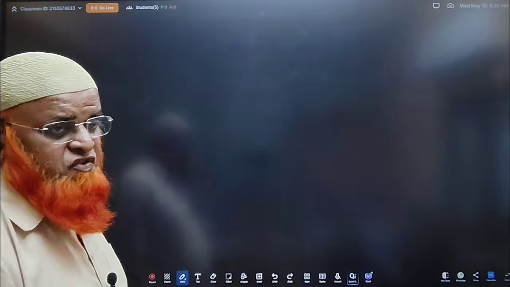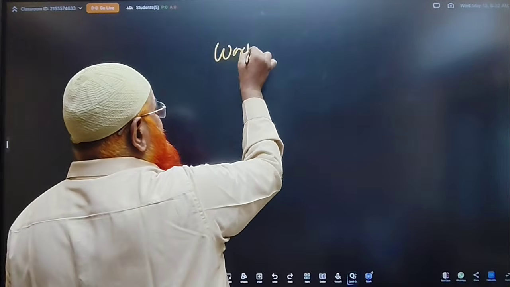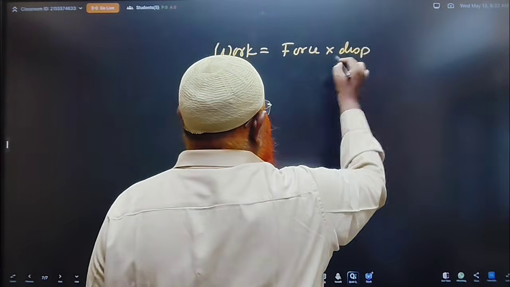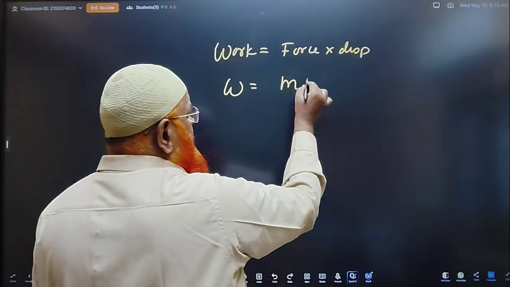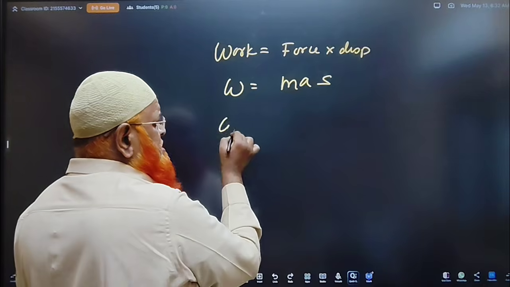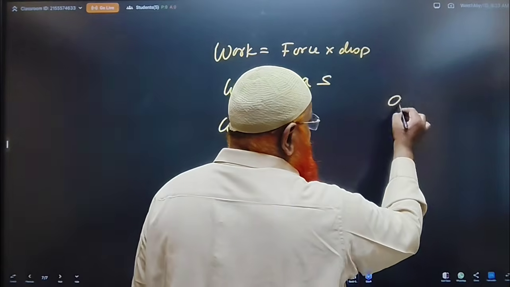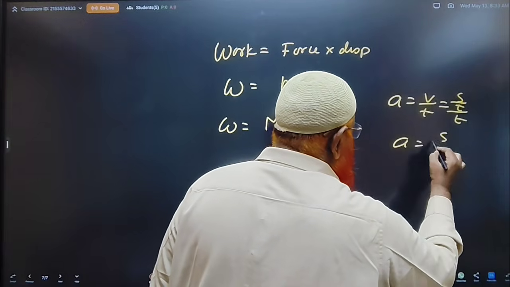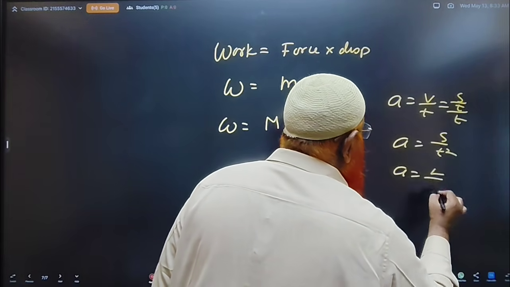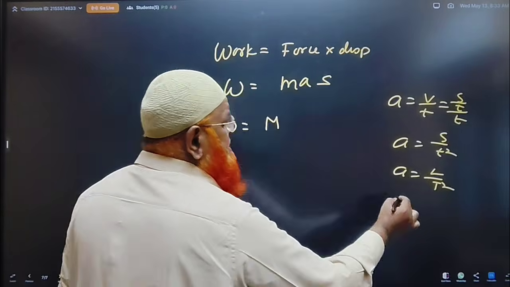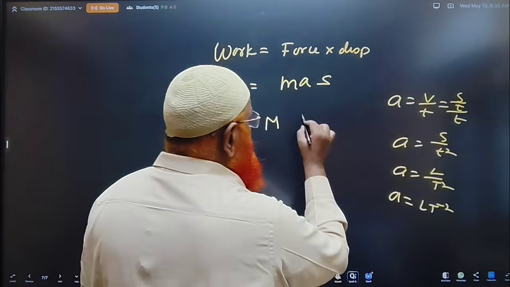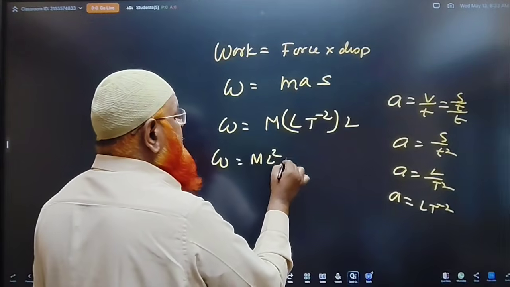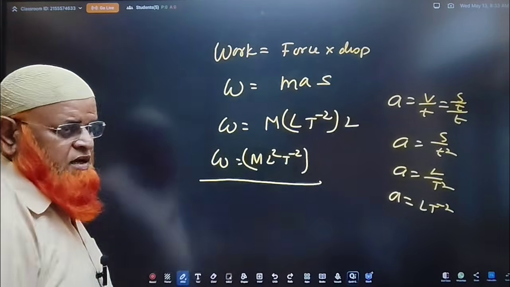Next, what is the dimensional formula for work? You know work is nothing but force into displacement. W is equal to force, which means mass into acceleration, into displacement. Acceleration is change in velocity by time, and velocity means displacement by time, so A is nothing but S by T square, which is L by T square. Therefore, M into A is M L T power minus 2. Into L. So W is nothing but M L square T power minus 2, the dimensional formula for work.